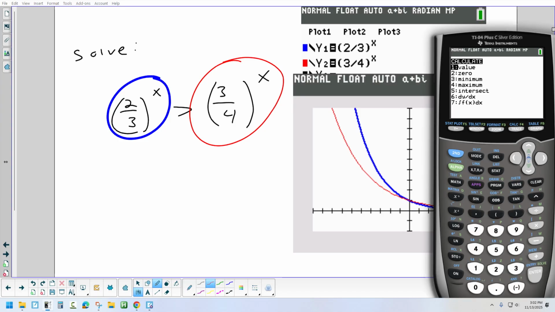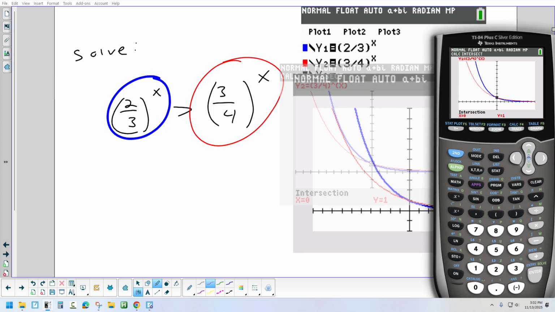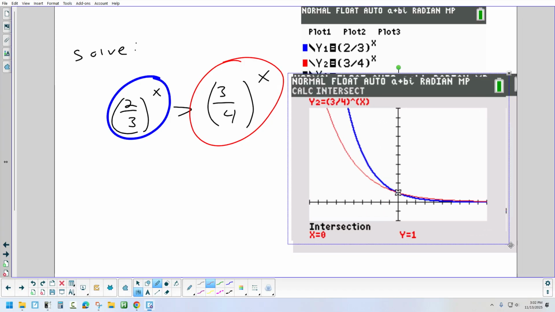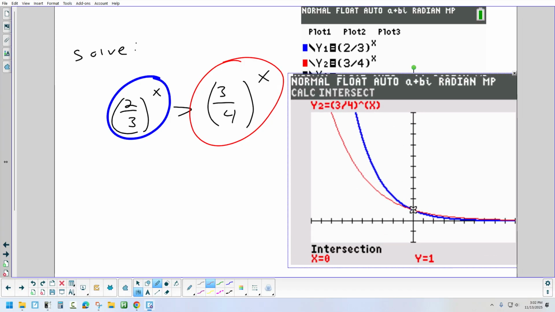Once you know the intersection, it's either everything above it or everything below it. Just depends on which one. Okay, so we've got the intersection point. And we want to pick all numbers that are greater than 0 or all numbers that are less than 0 for the blue graph to be above the red graph.